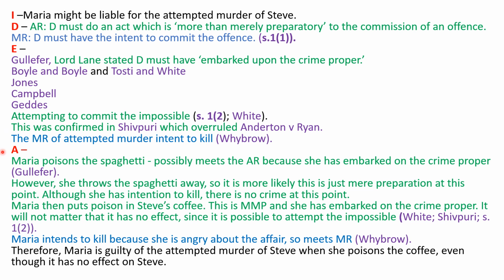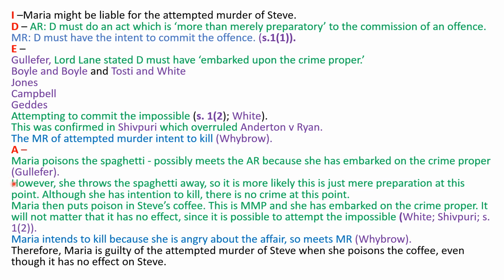We then need to apply it back to Maria. So looking at the actus reus, what Maria has done, my tip is to go through the scenario and talk about each thing that your defendant does in order. And then you shouldn't get in a muddle and you shouldn't miss anything important out. So the first thing that Maria does is Maria poisons the spaghetti. And you could say that she possibly meets the actus reus for attempts at this point because she's embarked upon the crime proper, it seems, like Gulliver.